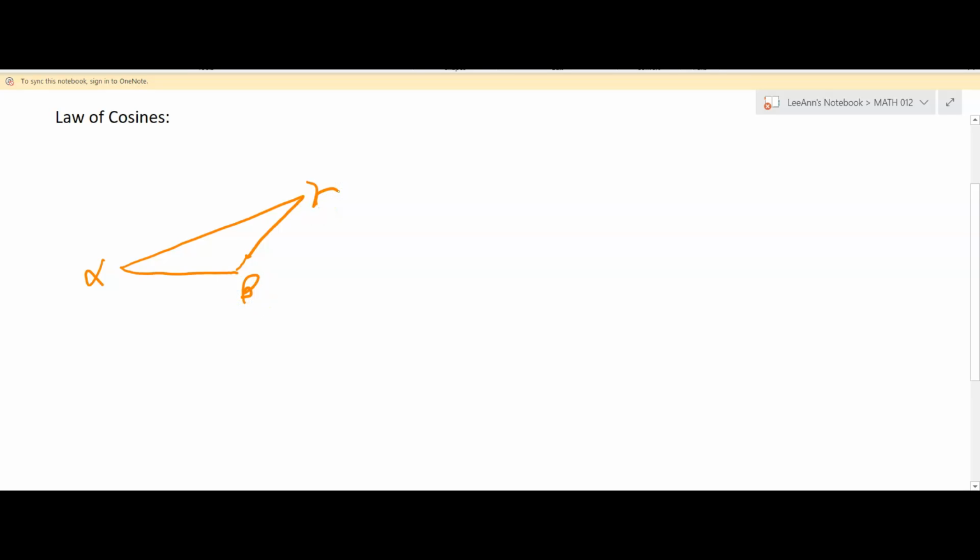Okay? Now, what I'm going to do is I'm going to put this on a Cartesian coordinate system. Okay? And we'll call this angle, this angle right here is alpha. I didn't finish labeling my triangle, did I? Okay, so we have sides A, B, and C.